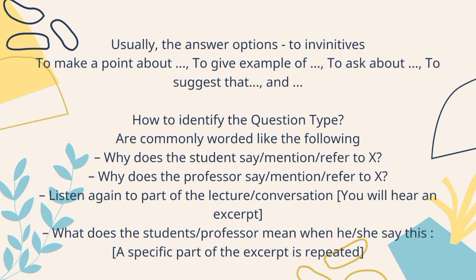The commonly worded questions are like the following: why does the student say or mention or refer to X? The second question type is: why does the professor say or mention or refer to X? Then the third question type is: listen again to part of the lecture or conversation. We will hear an excerpt. Then the last is: what does the student or professor mean when he or she says this? A specific part of the excerpt is repeated.